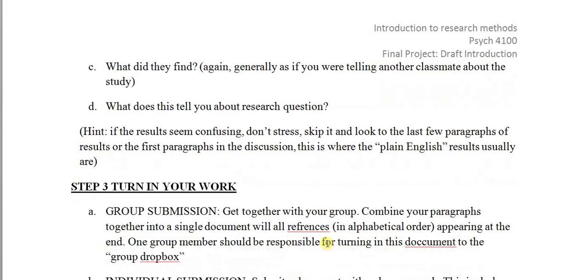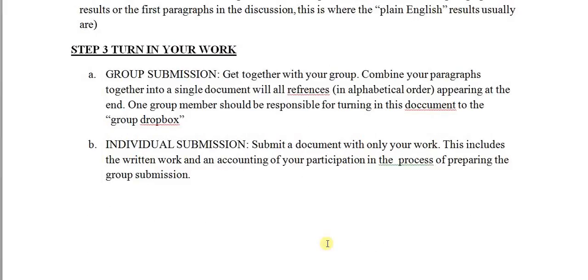Once you've got your 6 paragraphs, you want to submit 2 things. You are going to submit a group paper and you are going to submit an individual paper. Your group paper will be, I'm sorry, I just noticed that I have misspellings that I'll fix real quick because I can't spell. Your group submission will be the combination of all 24 paragraphs if you have a group of 4. If you have a group of 2, it'll just be 12 paragraphs.